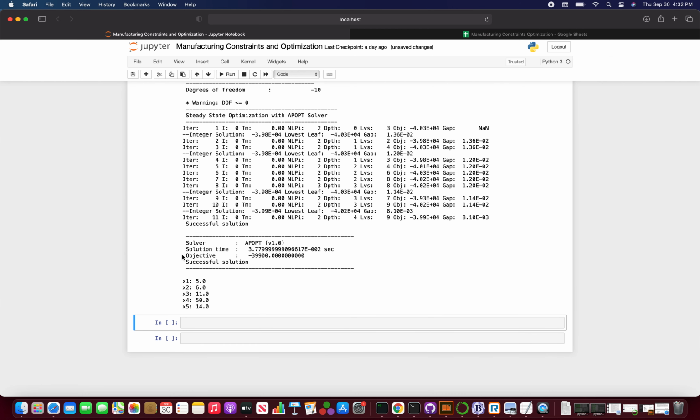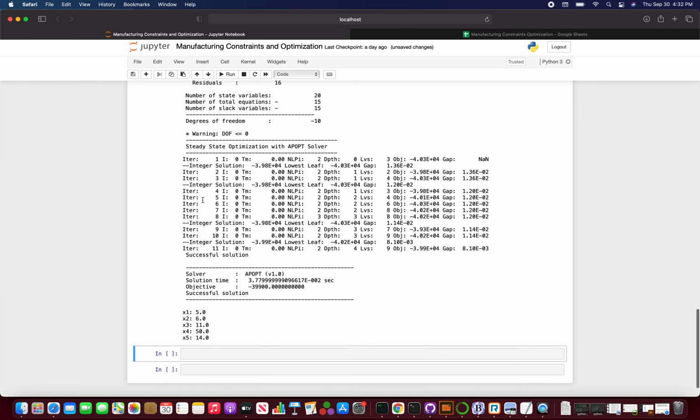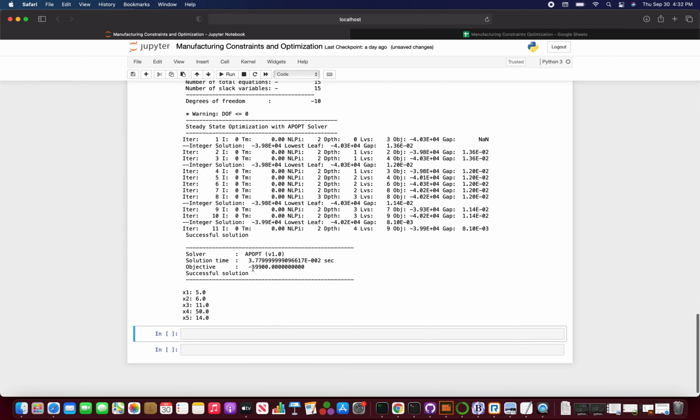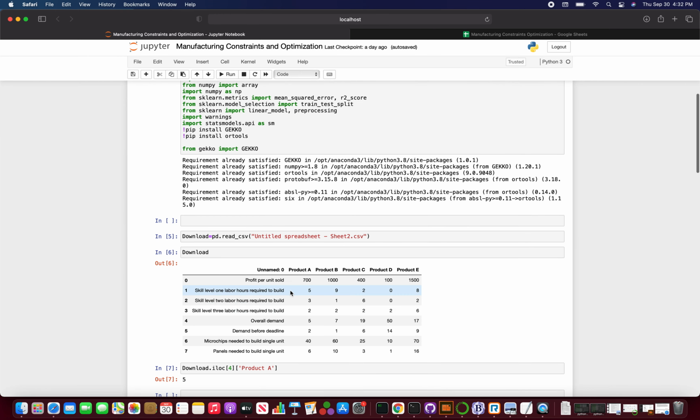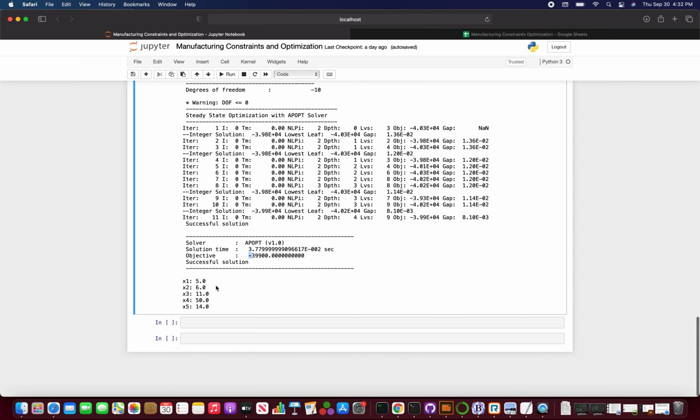Okay, so let's interpret what this summary tells us. Just ignore this minus sign, but we're saying that by the end of the week, we can have a profit of $39,900. And that is the optimal solution for this problem, as long as all of this information in the table is accurate. And so our strategy is going to be to build 5 product A's, 6 product B's, 11 product C's, 50 product D's, and 14 product E's.